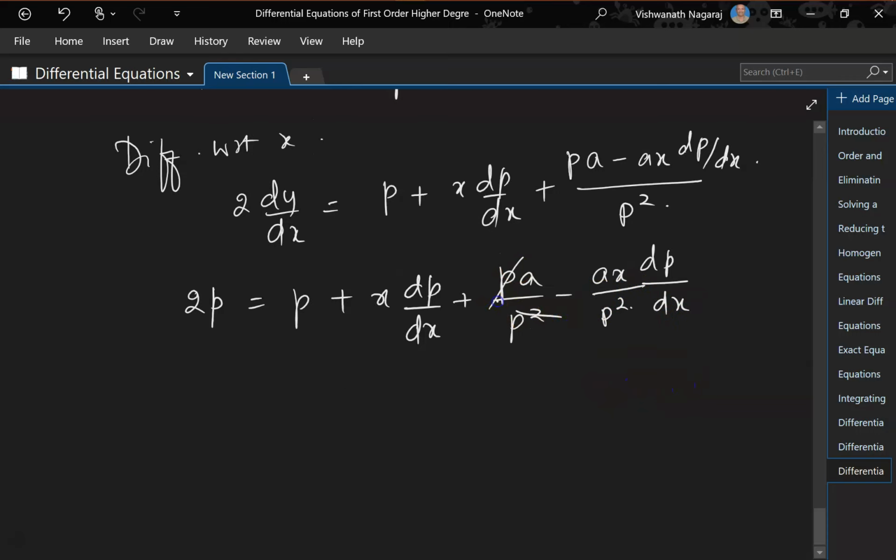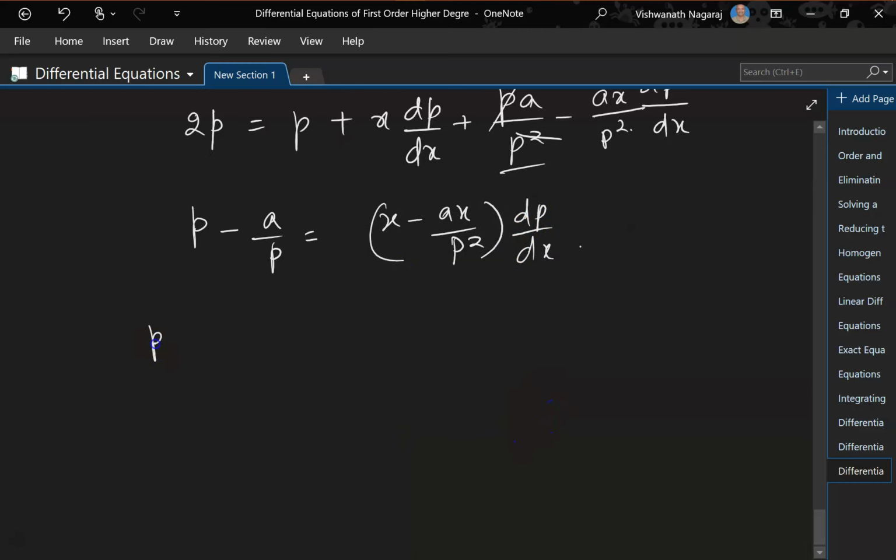So here p gets cancelled. Bring p to this side, so this becomes 2p minus p. Let's bring in this also, so minus a by p, and here dp by dx is common, so x minus ax by p square dp by dx. Let's take out p common, so 1 minus a by p square. Let's bring in this to this side, so minus, and let's take out x common, 1 minus a by p square dp by dx.